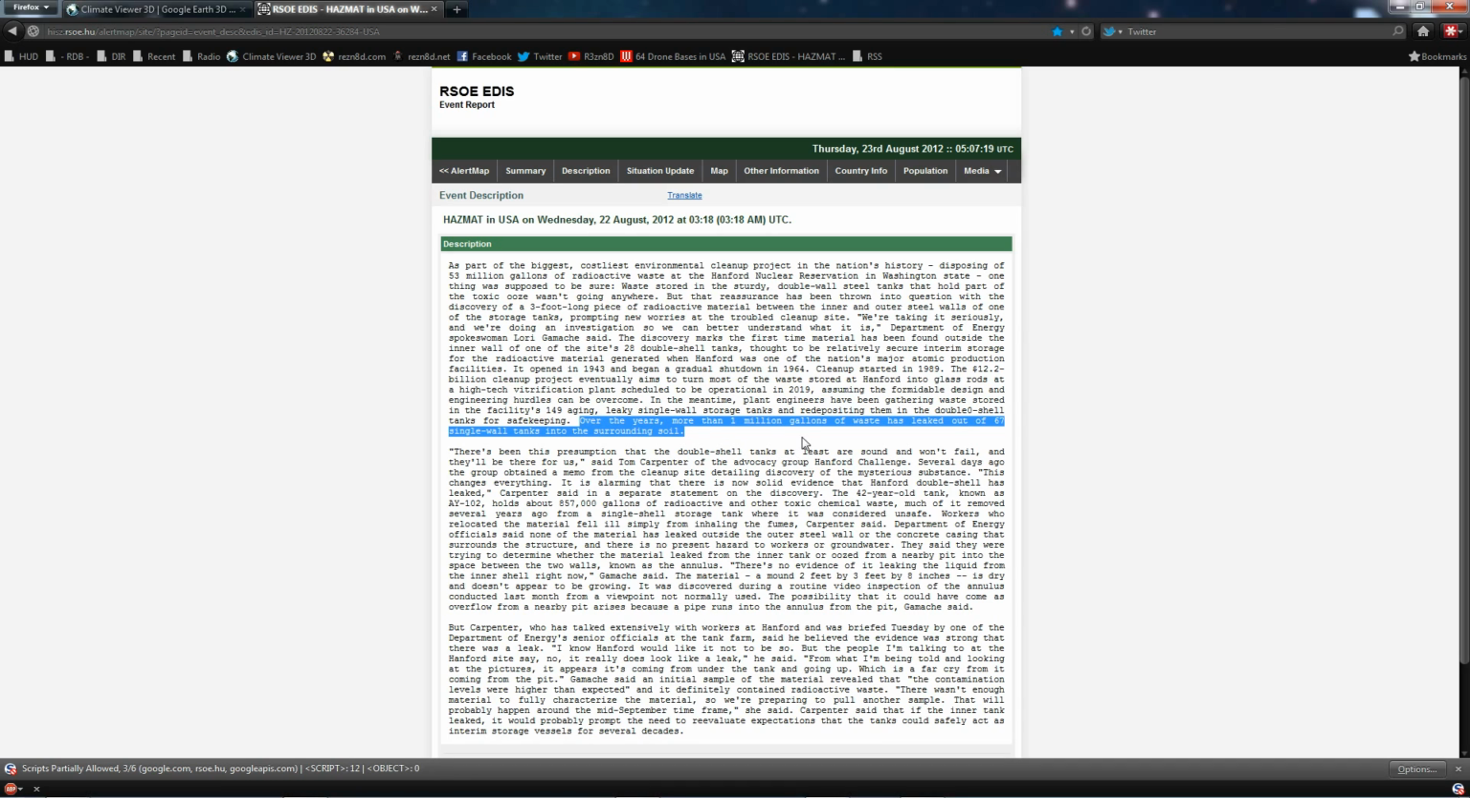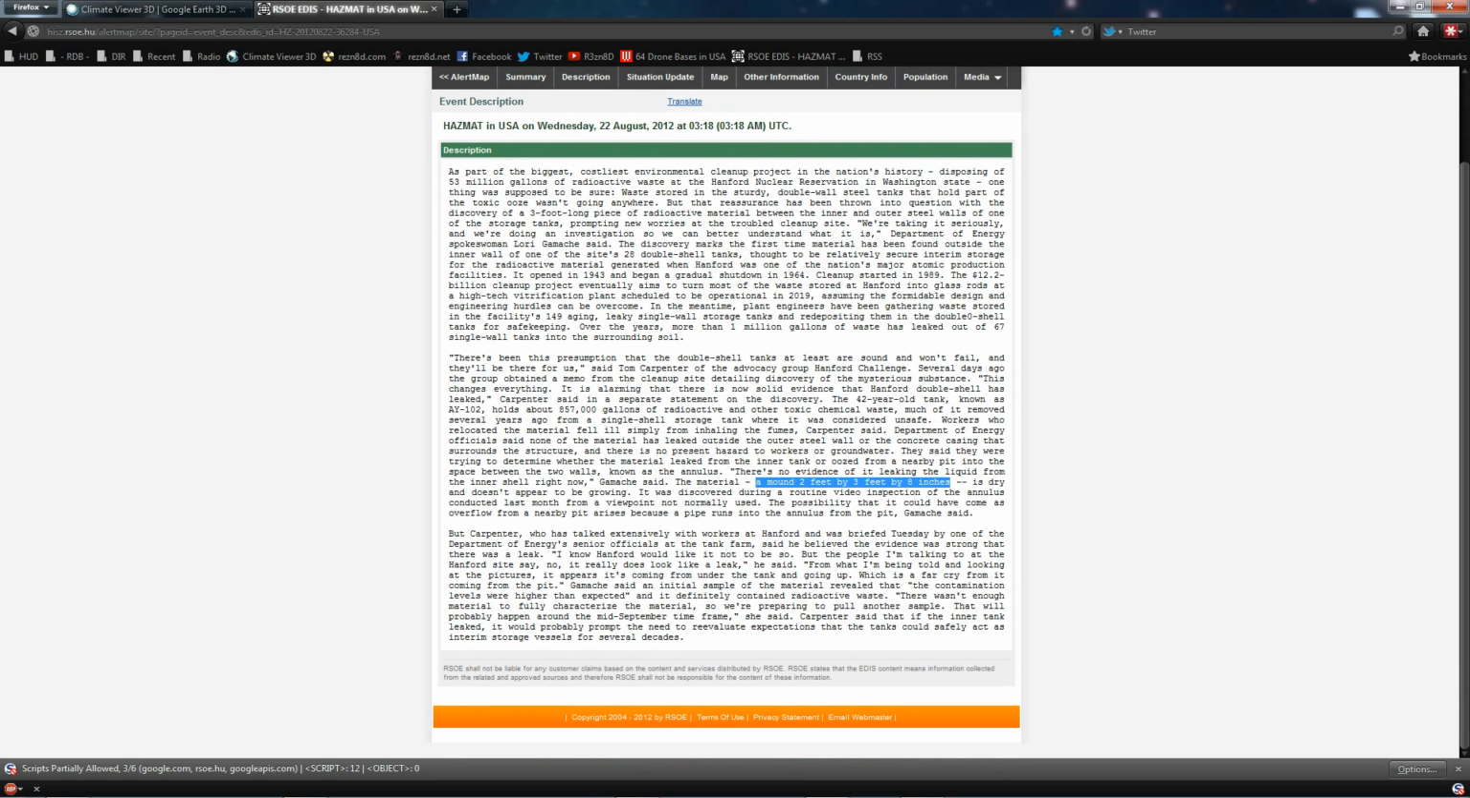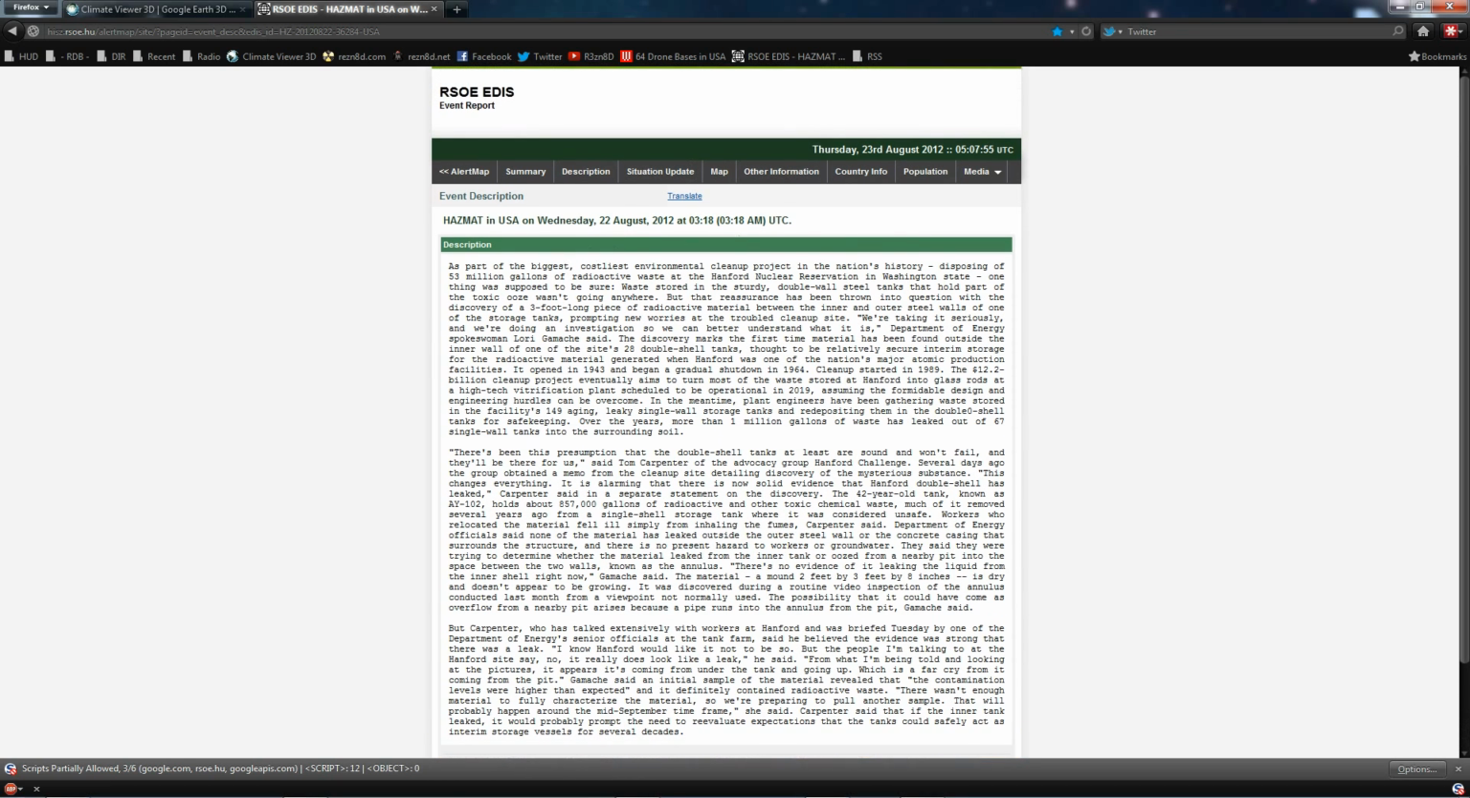Yeah, they're taking it real seriously. Over the years, more than 1 million gallons of waste has leaked out of the 67 single wall tanks into the surrounding soil. The container in question, AY-102, holds about 857,000 gallons of waste. And when they tried to move it previously, workers fell ill simply from inhaling the fumes. The leak itself is described as a mound 2 feet by 3 feet by 8 inches between two walls. They used a camera from a different angle and supposedly noticed it just recently.